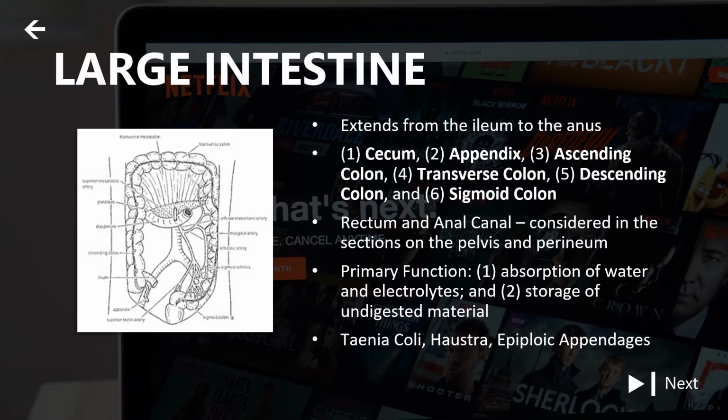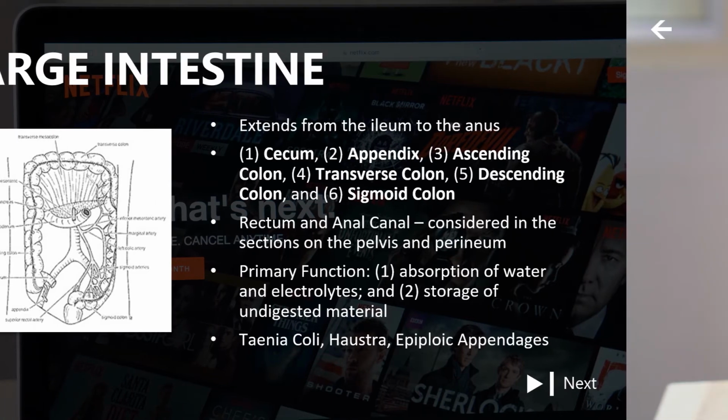Large intestine. The large intestine extends from the ileum to the anus. It is divided into the cecum, appendix, ascending colon, transverse colon, descending colon, and sigmoid colon. The rectum and anal canal are considered in the sections on the pelvis and perineum. The primary functions of the large intestine are, number 1, the absorption of water and electrolytes, and number 2, the storage of undigested material until it can be expelled from the body as feces.